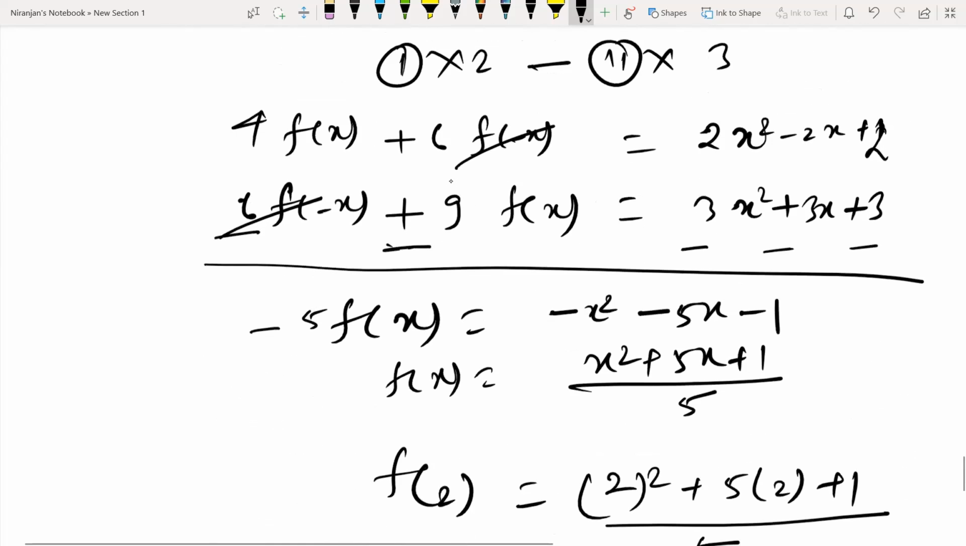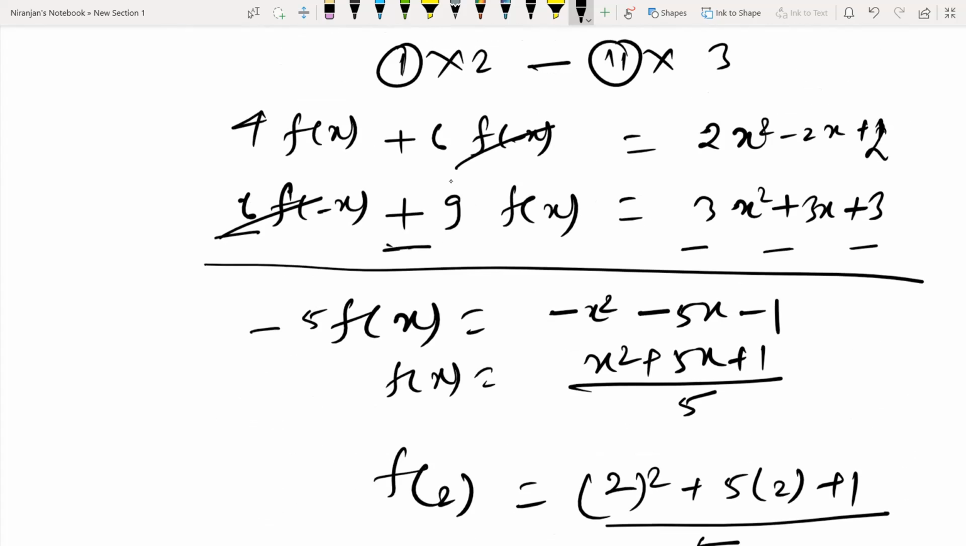Are you able to understand this point? Any doubt at this point? Just tell me. No doubt. Cool.